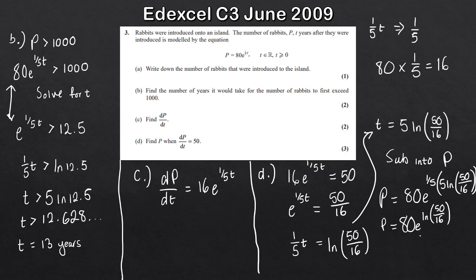And then just using the laws of logarithms and exponentials, if you've got e to ln of x, that's just simply going to give me x. Now obviously in this case it will just give me the 50 over 16. So p is just simply 80 times 50 over 16. And if you plug that into your calculator, p is equal to 250. So 250 rabbits there.